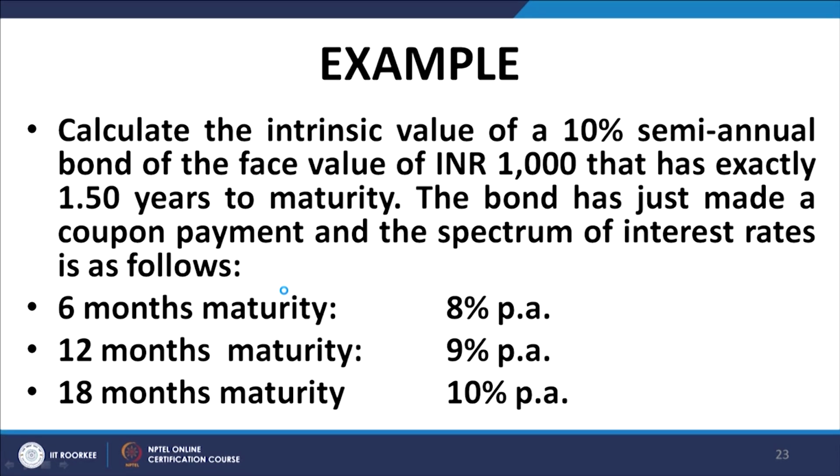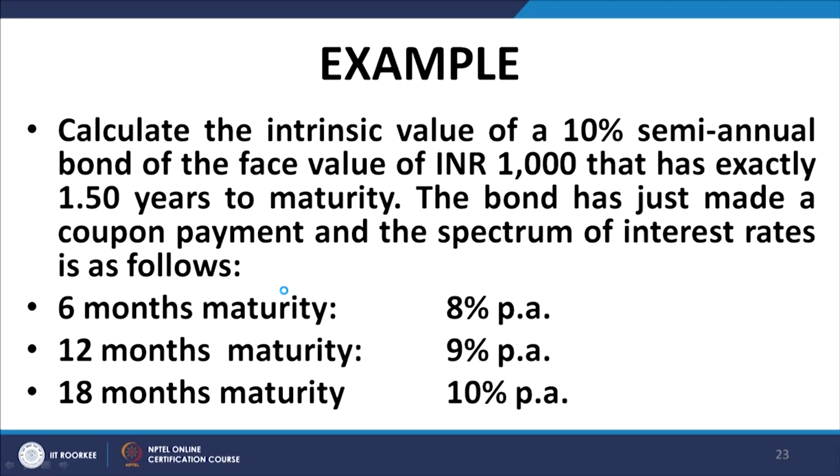What is the cash flow at the end of each half year? Please note the annual coupon rate is 10%, so the half year coupon payment is 5%. The face value of the bond is 1000, so the actual cash coupon that the investor will receive is 1000 into 5%, that is 50. The first coupon payment you will receive at the end of the next 6 month period.